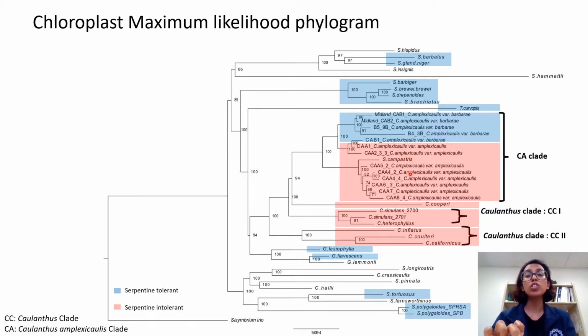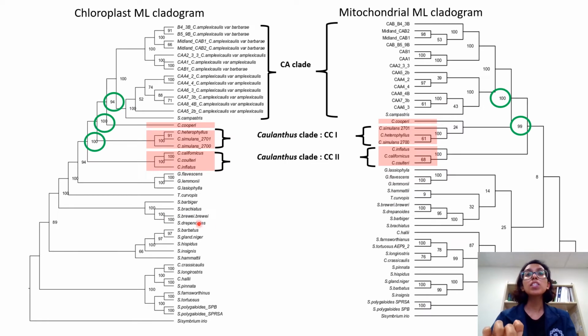In this phylogeny, the closest clade to CAB and CAA is a Caulanthus clade that has several serpentine intolerant taxa. In these plants, the organelle genome represents their maternal lineage, so this suggests that the maternal lineage for CAB and CAA could be a serpentine intolerant Caulanthus lineage. This was supported by the mitochondrial phylogeny as well, which showed a similar relationship of CAB and CAA with the Caulanthus clade.